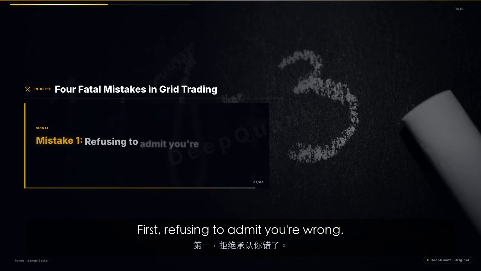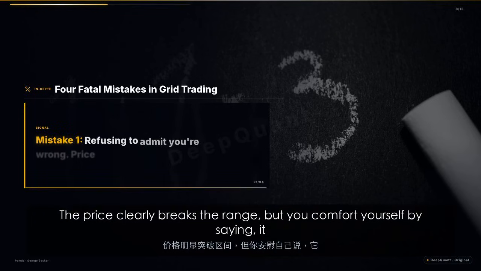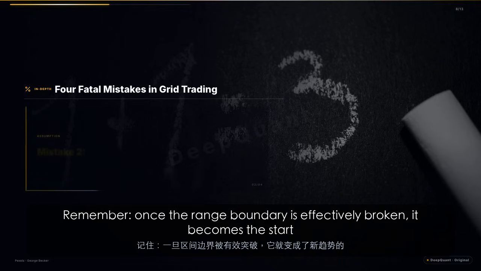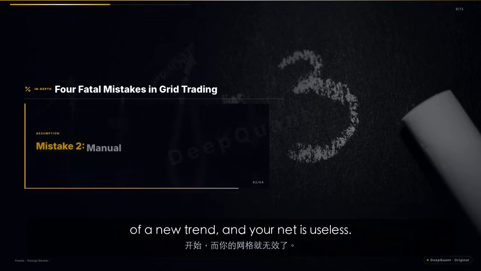First, refusing to admit you're wrong. The price clearly breaks the range, but you comfort yourself by saying, it will come back. 80% of grid losses come from this mindset. Remember, once the range boundary is effectively broken, it becomes the start of a new trend, and your net is useless.